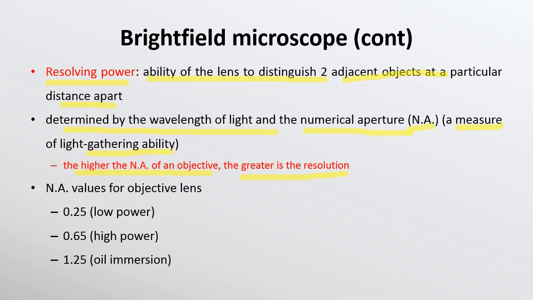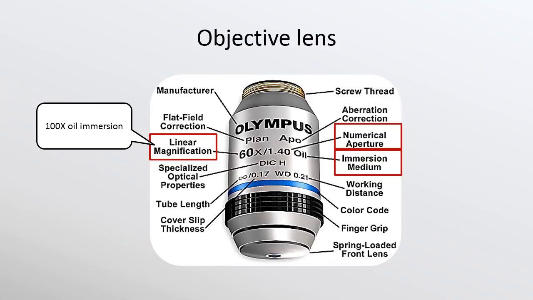So numerical aperture values for objective lenses can be low, like up to 0.25. If it's high power, usually 0.65. Oil immersion is usually 1.25. So I won't recommend you to remember these values. As long as you remember these details, it is sufficient for now. Okay, this is an example of an objective lens. So the numerical aperture you can usually find on here.